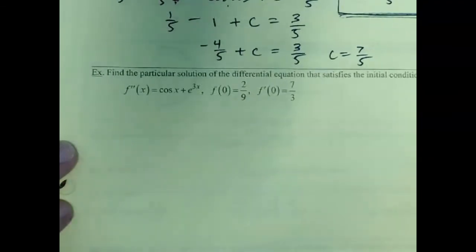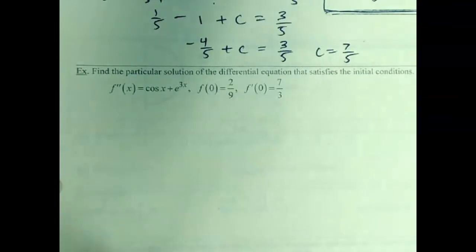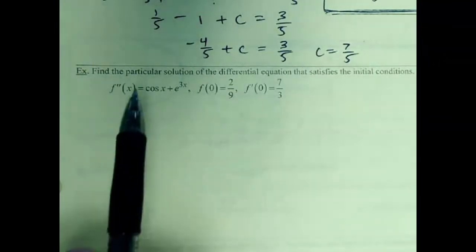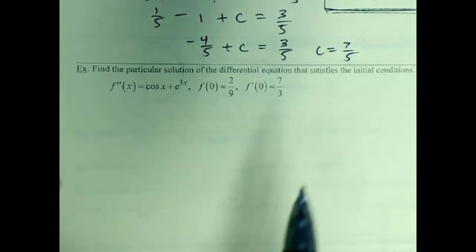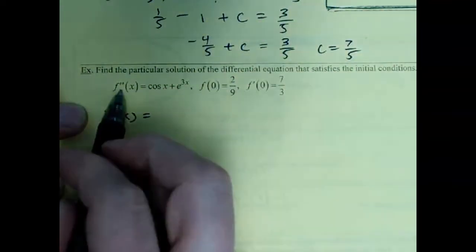All right, let's look at the next one. It says find the particular solution. It starts me with the second derivative, so I'm going to have to integrate twice. Oh well. It gives me the two pieces of information. How lovely, right? So that's good. Let's go for it. Integrate once to get from f prime up to f. Sorry, to get from f double prime up to f prime.